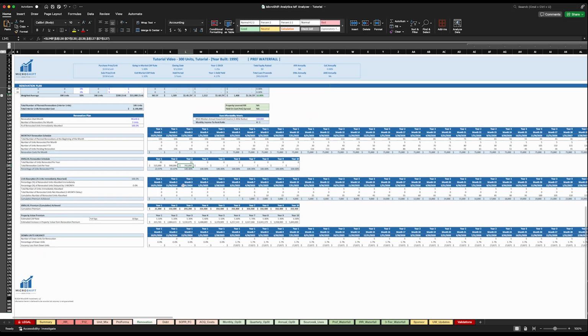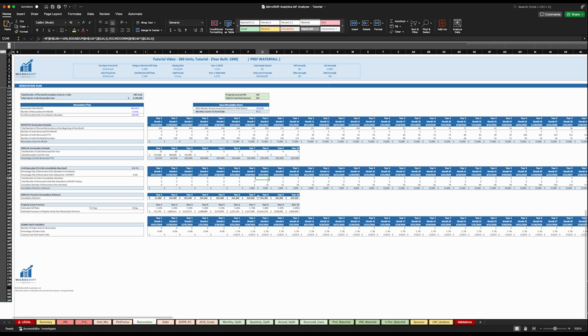And when it comes to absorption, we stated we want 100% absorption. So as soon as those units become available, we plan for them to be absorbed immediately. So this is the absorption table. As soon as those units become available in the following month, they are rented based on our analysis.